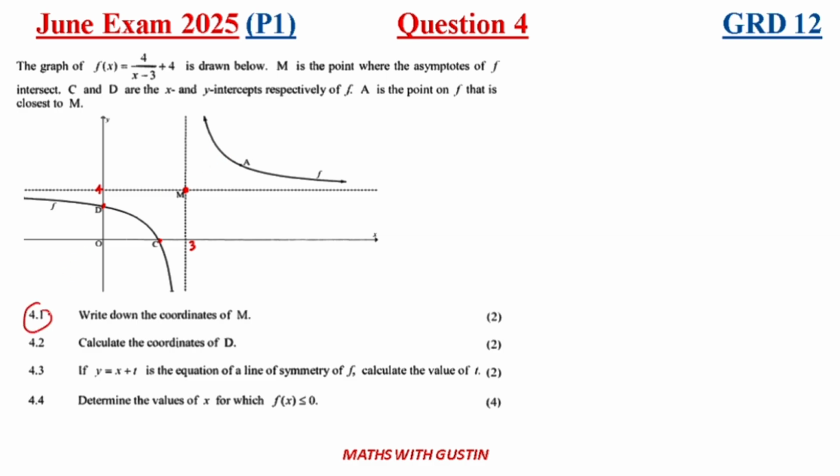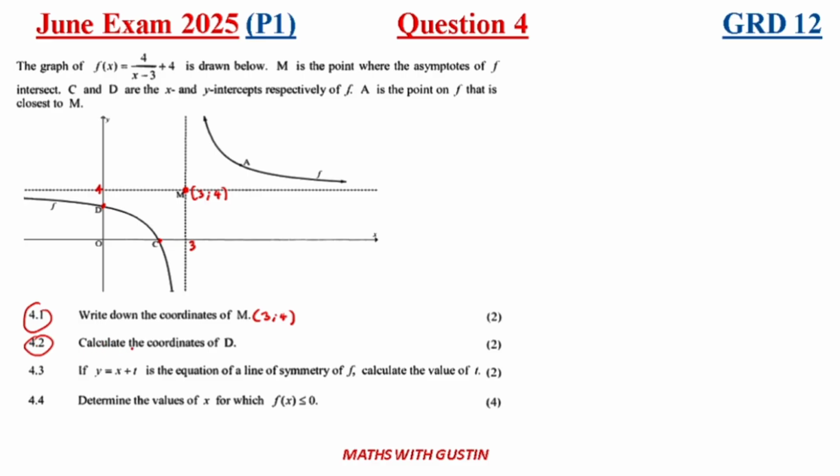Now let's have a look at 4.1. It says write down the coordinates of M. The coordinates of M, as we can see here, are just going to be 3 and 4. So those are our coordinates, 3, 4, which is just the intersection of the lines of the asymptotes.